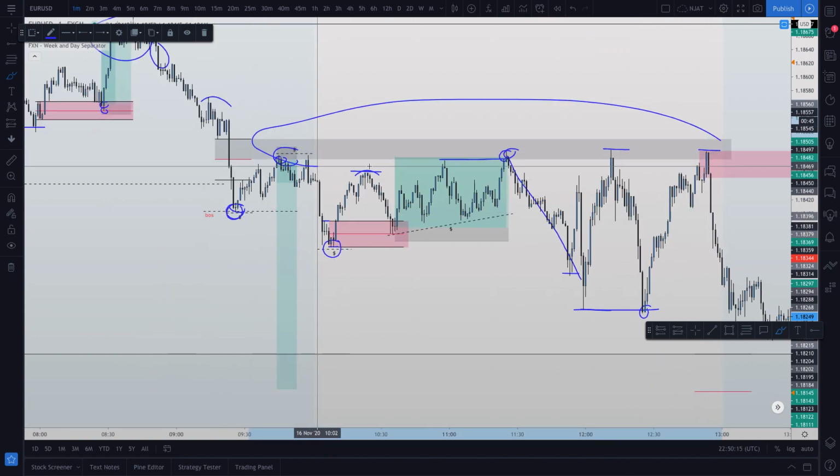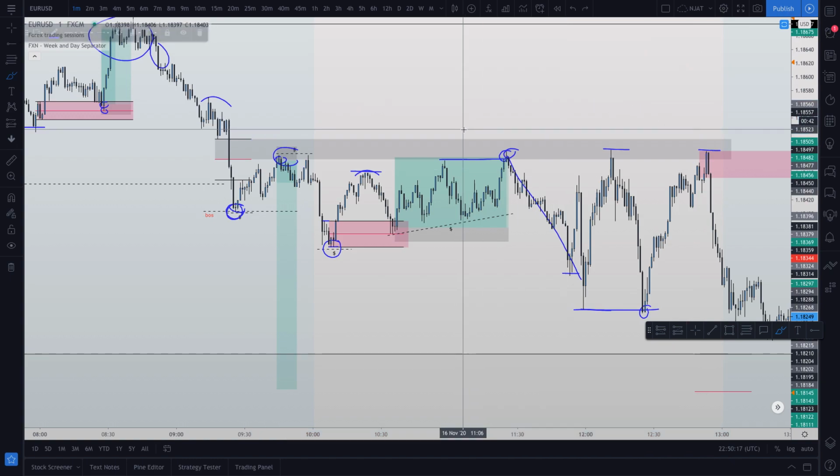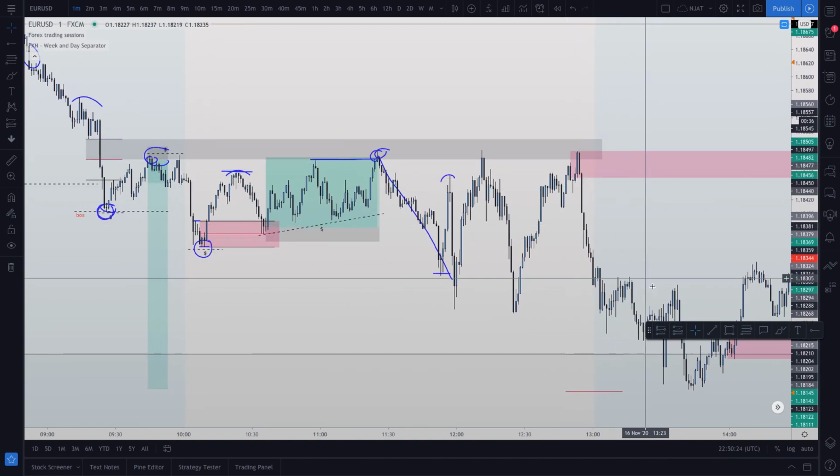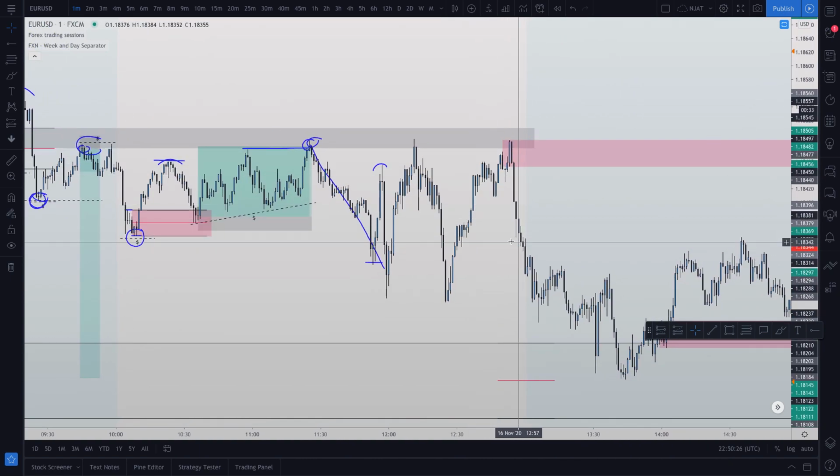Now, look what we have here. We have all of these highs stacked together. What do we understand this to be? Future liquidity. So already that's giving me some indication of what we could see in the future.